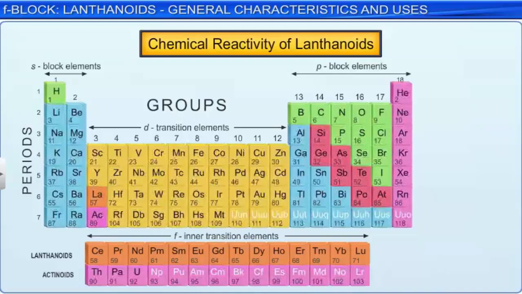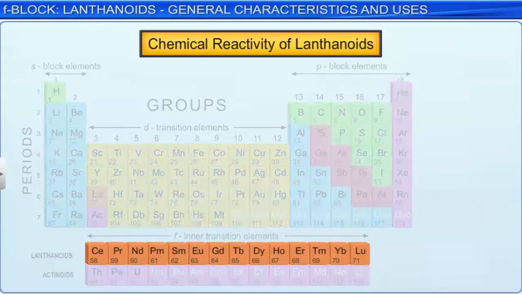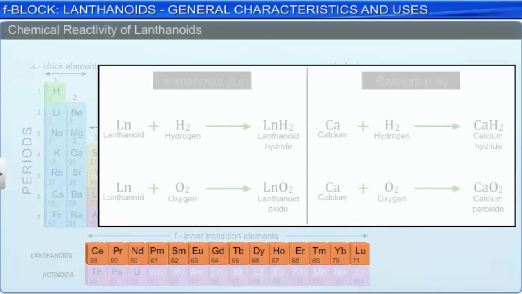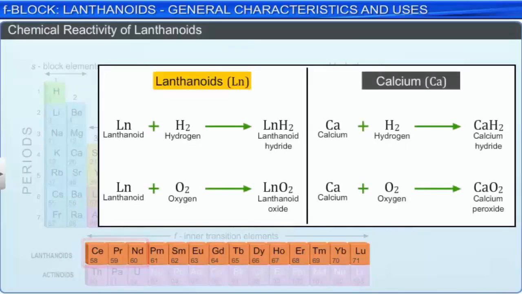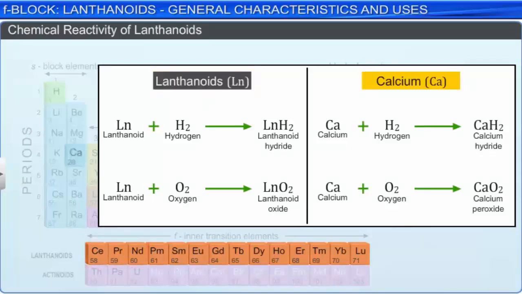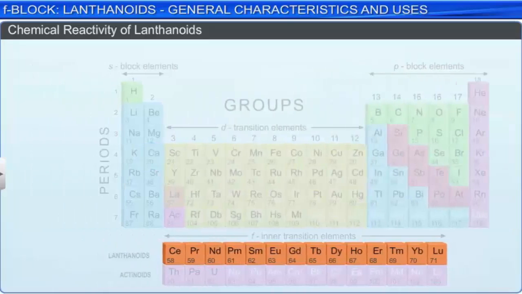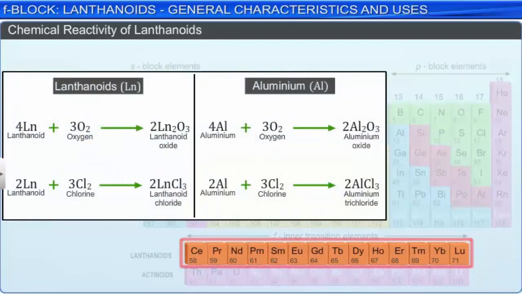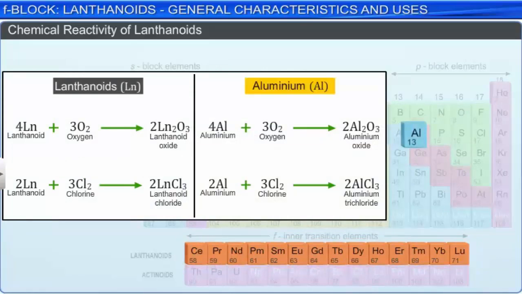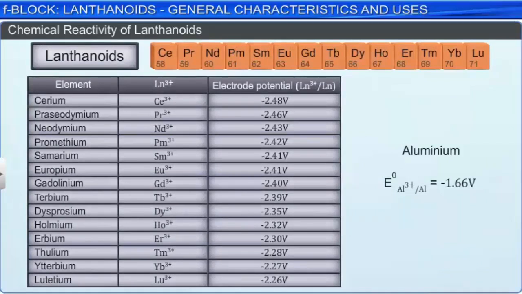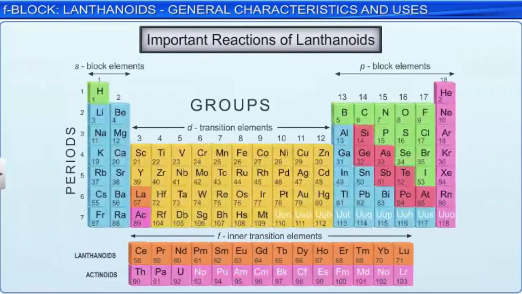Now, let us look at the chemical reactivity of these elements. The first few members of the lanthanoids are quite reactive and show chemical behavior similar to that of calcium. However, with an increase in the atomic number, they behave more like aluminium. The standard electrode potentials of the Ln3+/Ln couple indicate that all the lanthanoids are more reactive than aluminium. Let us now look at some important reactions of these elements.